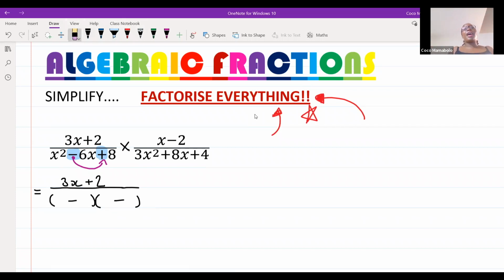Excellent. Then I'm going to look for my factors of x squared. I know that my factors of x squared are going to be x times x. Welcome. Right. And then we're going to go look for the factors of 8. That means we're looking for 2 numbers that when multiplied are going to give us 8. Mirula says -4 and -2.